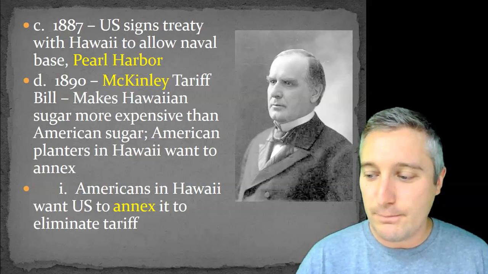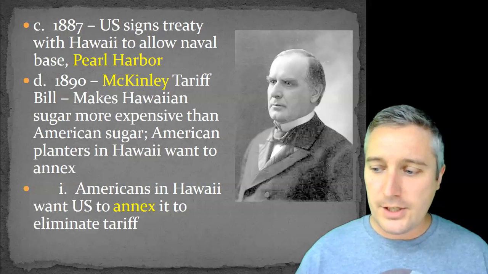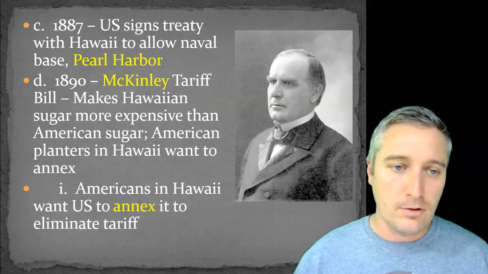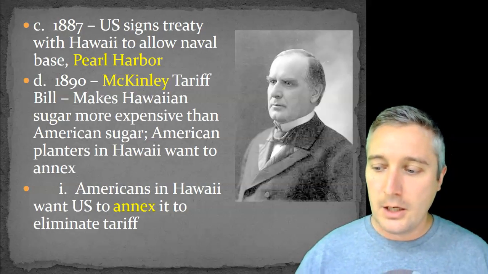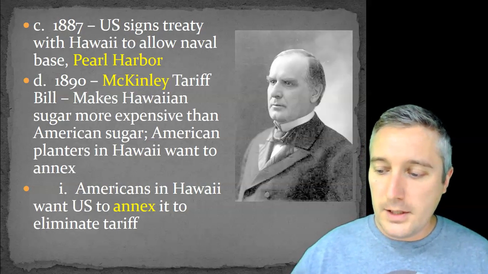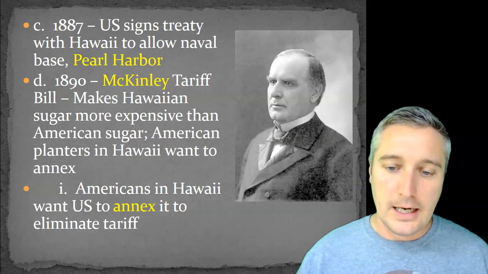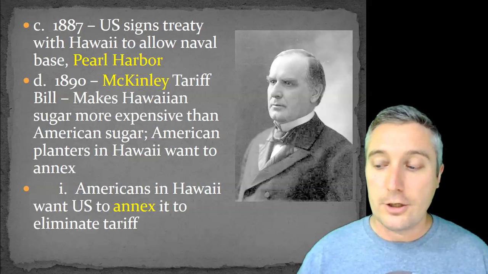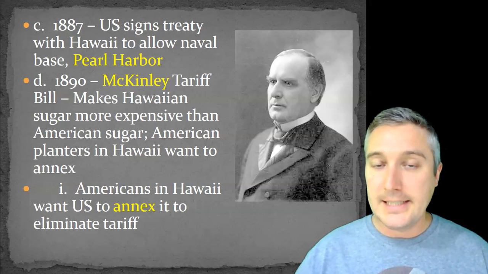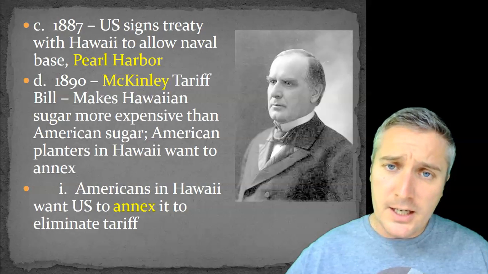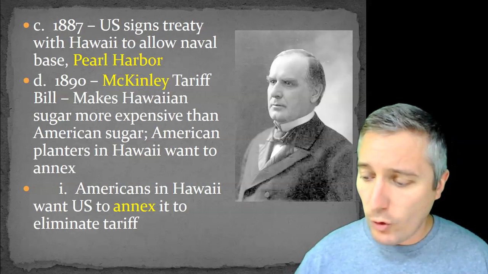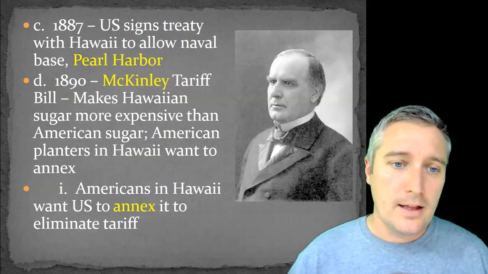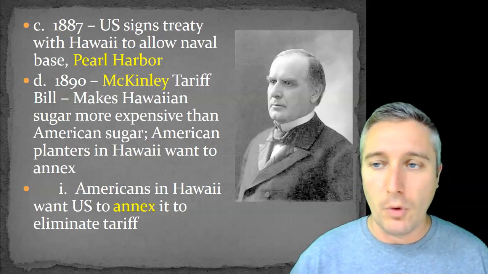1890, McKinley Tariff Bill. This we had mentioned in our last unit as having a horrible effect on the American economy, really destroyed it. So what the McKinley Tariff Bill did was it basically raised the tariffs on all these imported goods, including Hawaiian sugar. Well, when they did that, the exports from Hawaii just plummeted, and so all those Americans in Hawaii are saying, "Hey, you guys aren't buying our sugar anymore."